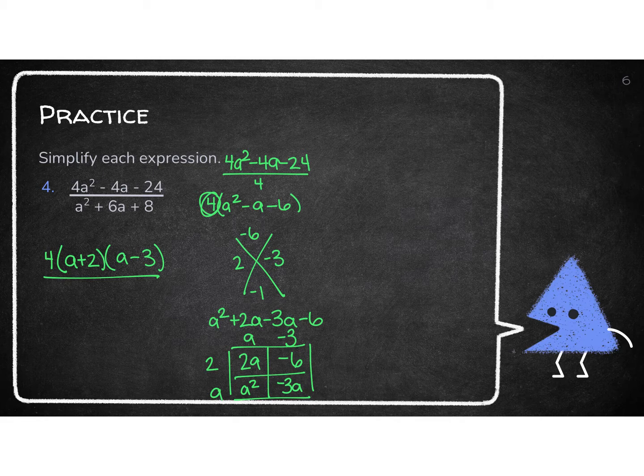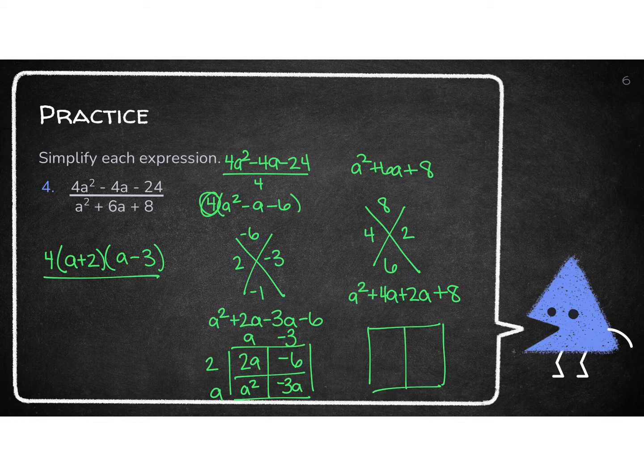Now let's deal with the denominator. I have an a squared plus 6a plus 8. GCF first. These don't have anything in common. So since I have an a squared, I can go straight into the X. 8 on top, 6 on bottom. I know that 4 and 2 multiply to 8 and add to 6. So I have a squared plus 4a plus 2a plus 8. We're going to plug that into our box. A squared, 4a, 2a, 8. And then pull out your GCF. So I have an a and a 4 and an a and a 2. So that tells me I'm going to have a plus 4, a plus 2.